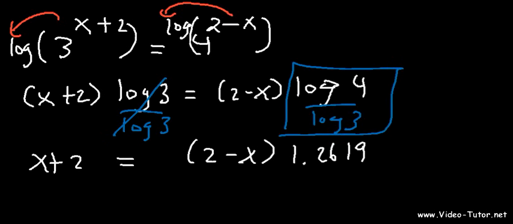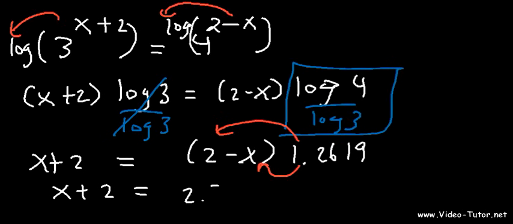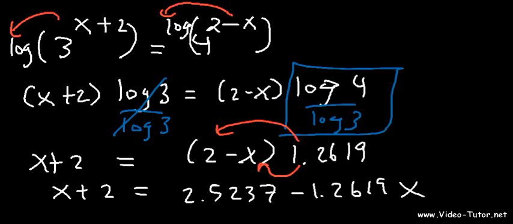So we're going to distribute this number to both of these values. So 2 times 1.2619 is about 2.5237, and then minus 1.2619x. So we need to combine like terms. So let's add this to both sides.